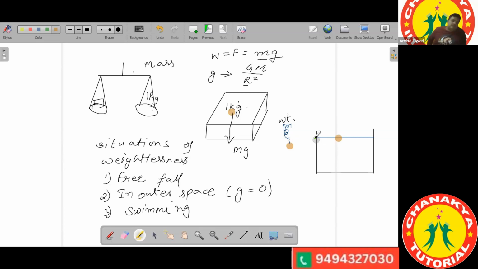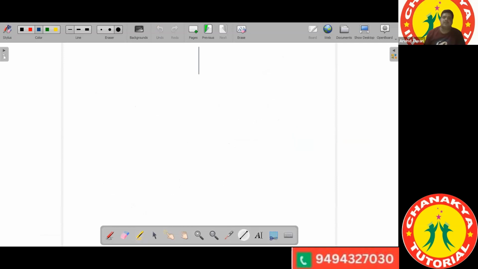Okay. Then any doubts? Any other doubts? No. Okay, let's list out the differences between mass and weight. So here we are going to list out the differences. Whatever differences you know, you should tell.